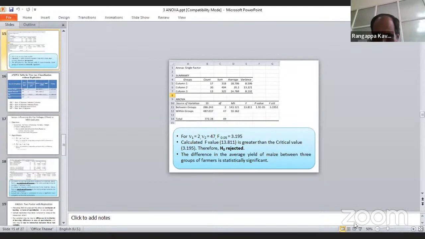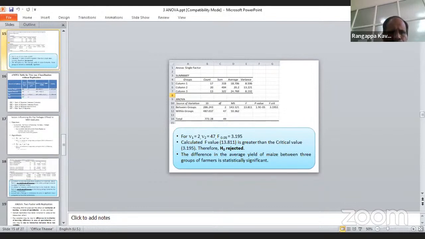I was explaining the findings of this test. For that given case, since the calculated F value, 13.811, is greater than the critical value for 5 degrees of freedom, just 3.1951, we are rejecting the null hypothesis. We could draw the conclusion that the difference in the average yield of maize between the 3 groups of farmers is statistically significant.